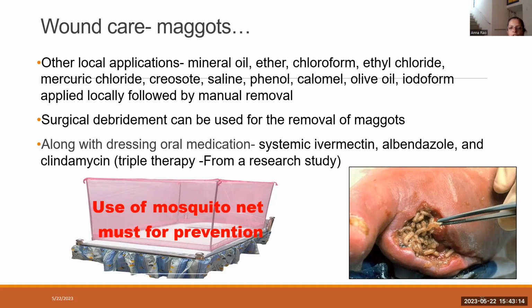Other treatment combination is systemic ivermectin that can be given. Albendazole is also given, and clindamycin. It is also known as triple therapy that is quite useful in the case of wounds with maggots.